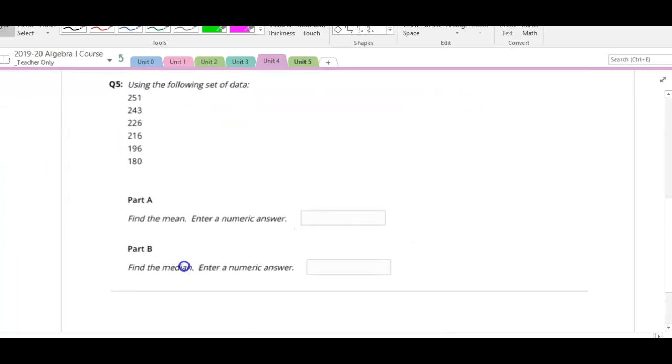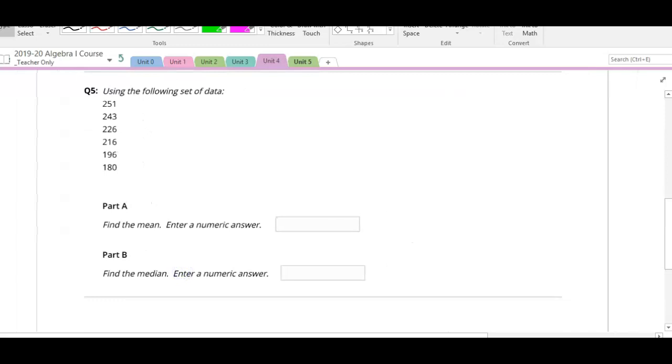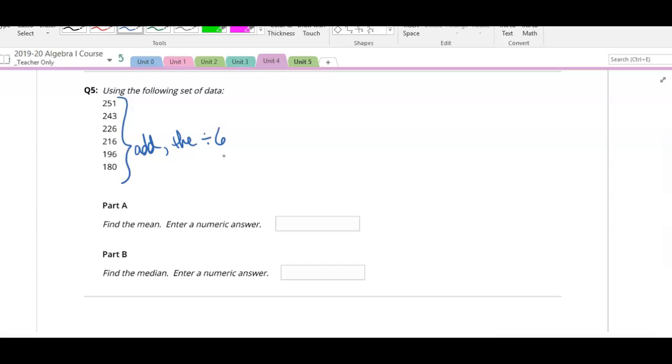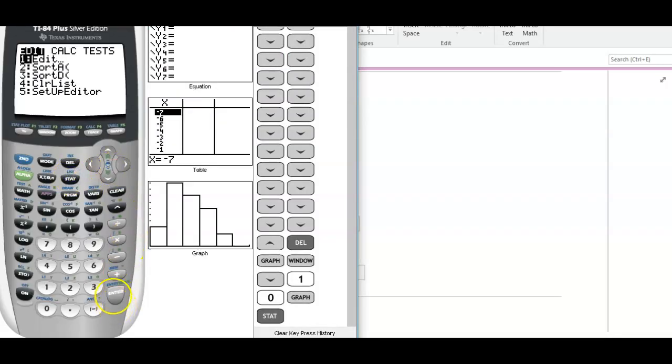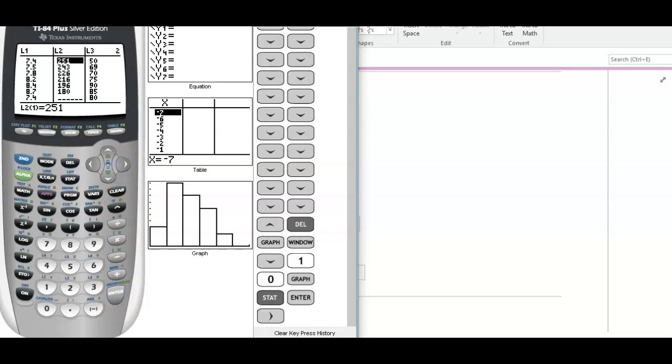All right, now we're going to find the mean and the median. In order to find the mean, we want to add all of these numbers up and then divide by how many there are. 1, 2, 3, 4, 5, 6. Divide by 6. Now, we can do that with a calculator by hand rather easily. We can also make the calculator compute it for us. If we enter these numbers by pressing Stat, Edit, notice I put mine in list 2.